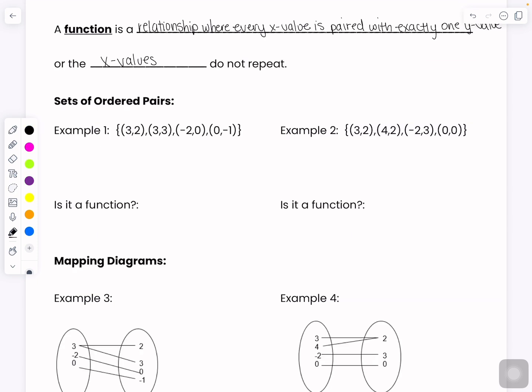Now let's look at some examples of whether or not relationships are functions. We're going to begin by looking at ordered pairs. In example 1, we can see we have the ordered pairs (3, 2), (3, 3), (-2, 0), and (0, -1). Our x values are 3, 3, negative 2, and 0. As you can see, 3 is paired with 2, and 3 is also paired with 3. Therefore, in example 1, this relationship is not a function.